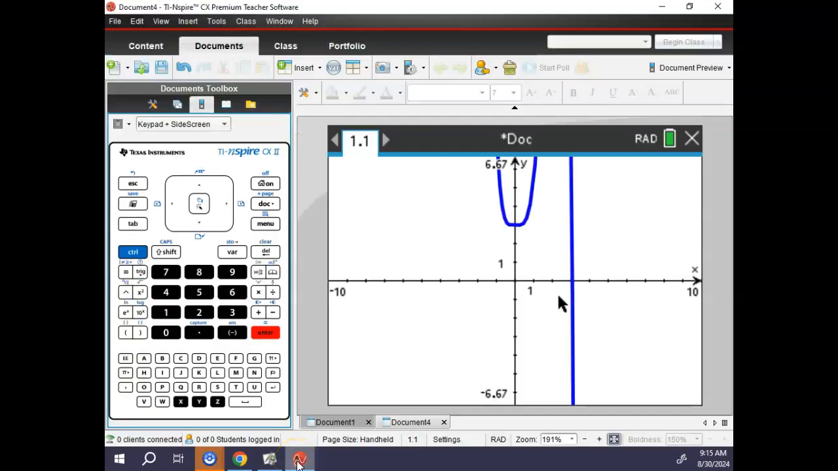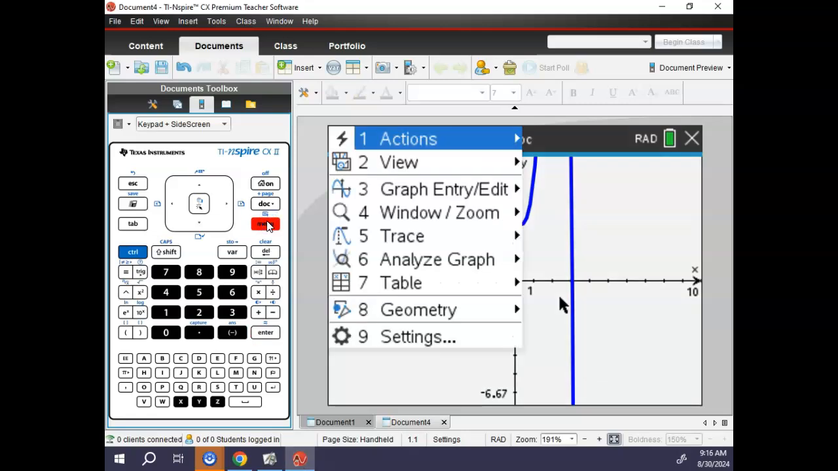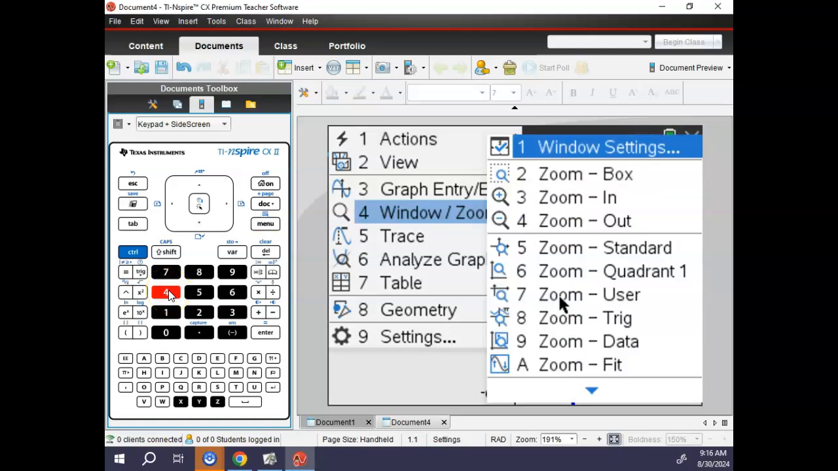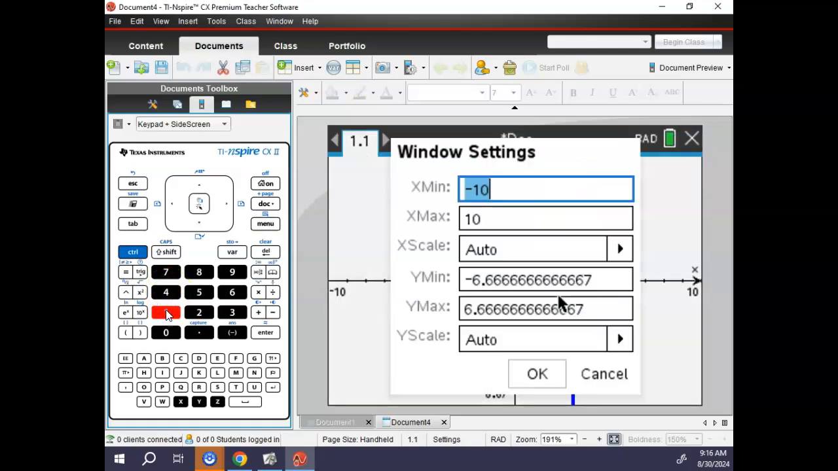So here's what we're going to do. I can't see what is most likely the maximum up there, and I'm not going to waste time playing around with my window to get to that. I'm going to change what I know I can change. So we're going to hit menu, and we're not analyzing the graph. 4 for window or zoom, and then 1 for the window settings. I know the domain I'm interested in. My x minimum would be 0. My x maximum would be 3.